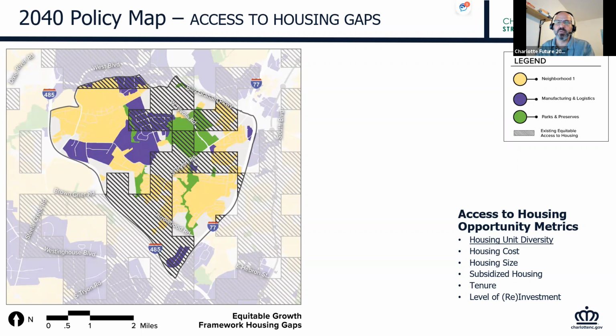The bullet points on this page are the metrics that were used to understand where access to housing is currently lacking. However, from a mapping approach, the place type tool can really only address housing unit diversity. So that was the focus of this step, and that's the bullet point that's underlined. The other metrics would be addressed through other programs and projects in the city, not through the mapping process.